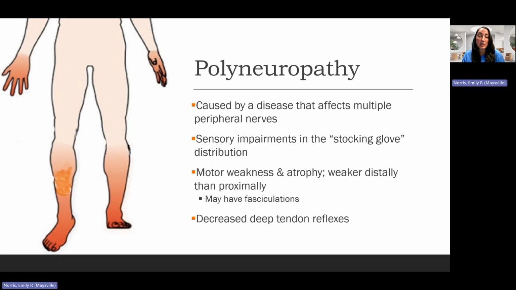They may have some fasciculations, those twitches. They may have decreased deep tendon reflexes. One of the most common polyneuropathies that a lot of us are aware of is diabetic peripheral polyneuropathy. Symptoms are typically symmetrical, so it's not worse on one side than the other, and an EMG can be used in order to determine the extent of the nerve damage.